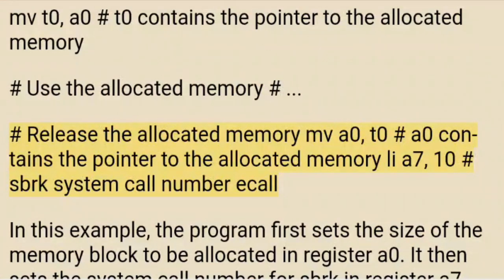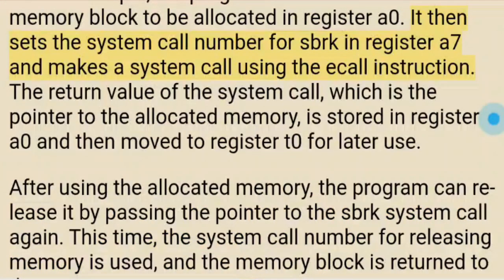In this example, the program first sets the size of the memory block to be allocated in register A0. It then sets the system call number for SBRK in register A7 and makes a system call using the ecall instruction. The return value of the system call, which is the pointer to the allocated memory, is stored in register A0 and then moved to register T0 for later use.